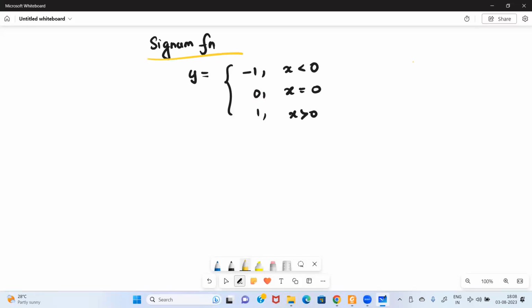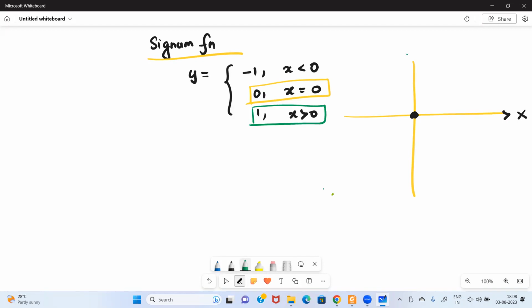And how is the graph going to be? When x is equal to 0, what is y? 0. So this is a point, right? When x is greater than 0, that means to the right of the y-axis, so this region, what is y? 1. Constant. This height is 1.